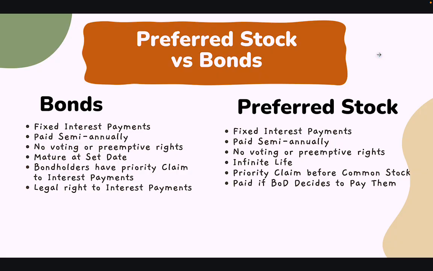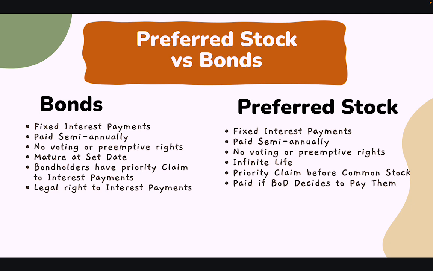Okay, so now let's look at preferred stock compared to bonds. I hope this slide is extremely helpful to you. Again, we are not memorizing information, we're understanding concepts. Okay, so here we go. Bonds have fixed interest payments. Preferred stock has fixed interest payments. Bonds are paid semi-annually. Preferred stock is paid semi-annually.